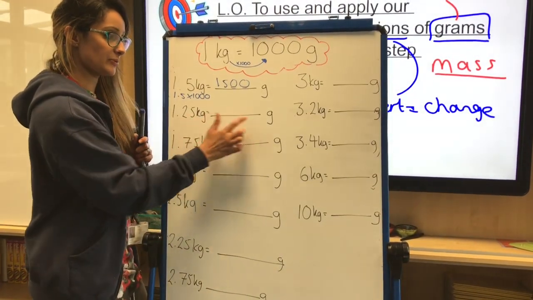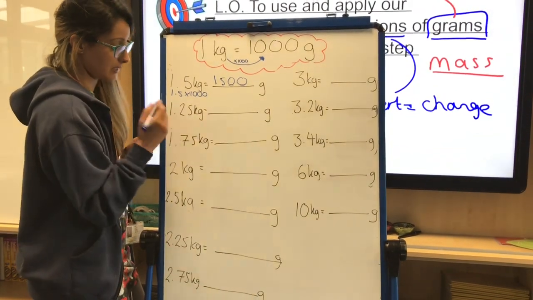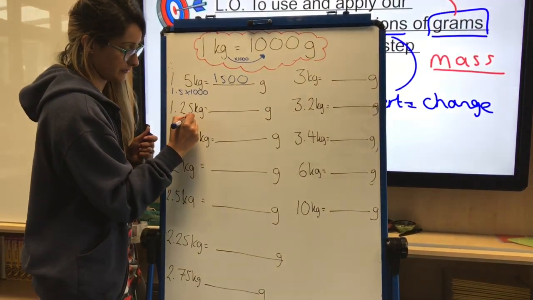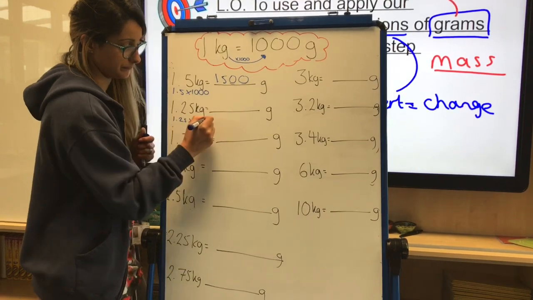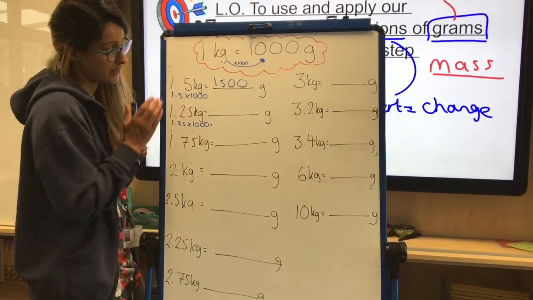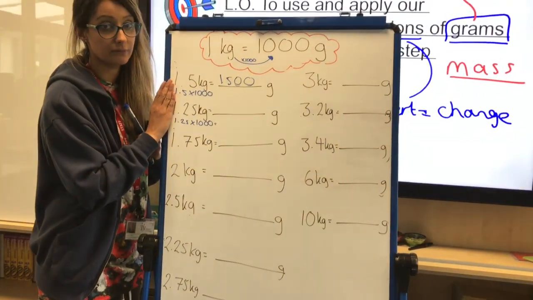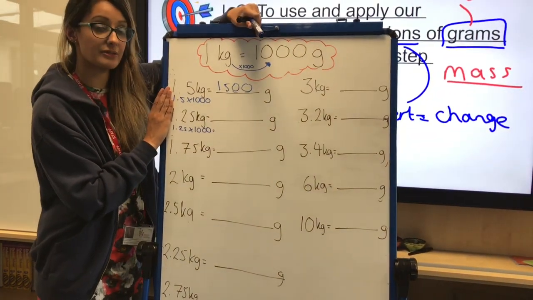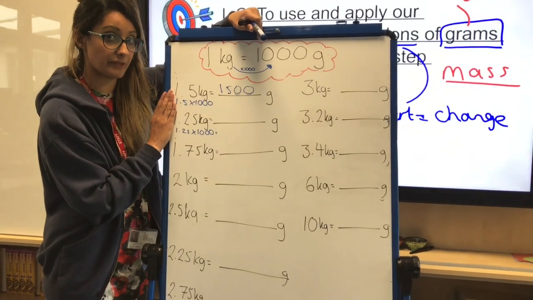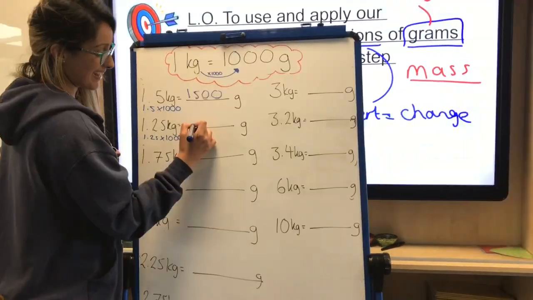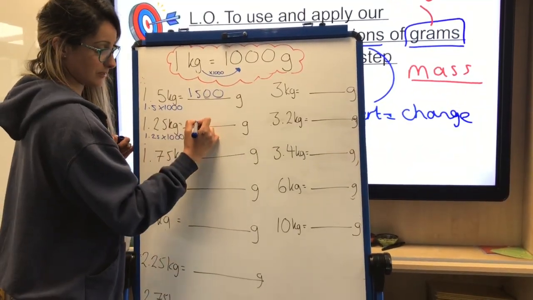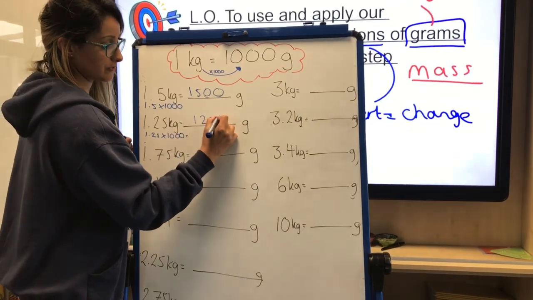So the second one here, 1.25 kilograms equals something grams. So my number sentence would be 1.25 multiplied by 1,000. It's going to give me my answer. Again, some of you will realise 0.25 is the same as a quarter. So if you find a quarter of 1,000, half of 1,000 is 500, a quarter is 250. My final answer, if I did 1.25 times 1,000, my answer would be 1,250.